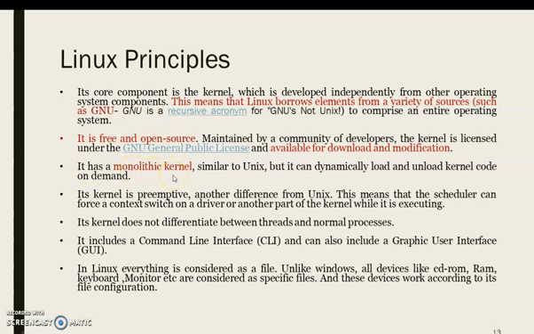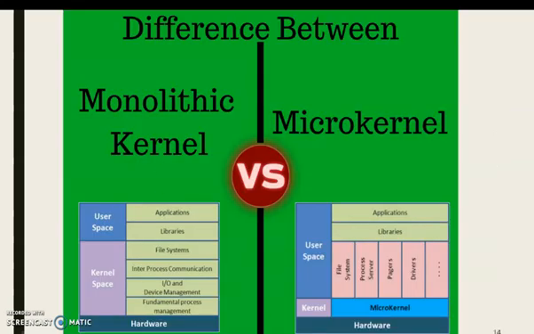Now what is a monolithic kernel? A monolithic kernel means the kernel as well as the device driver component and the inter-process communication component are integrated within the kernel itself. So we will see the next slide. It shows the basic difference between the monolithic kernel and the microkernel. The left side picture shows the monolithic kernel. You can see here the kernel space is very big.